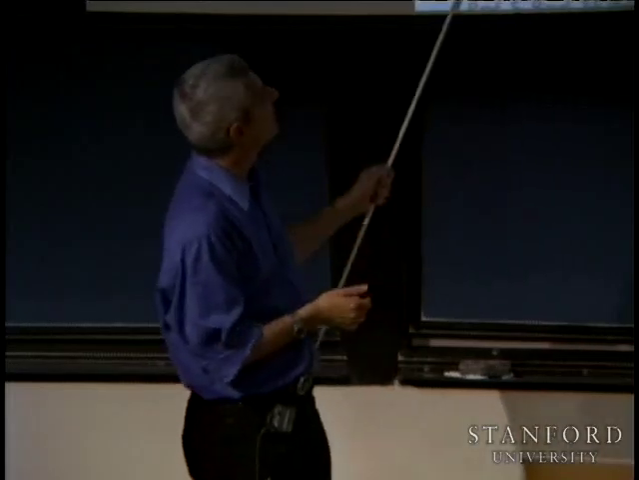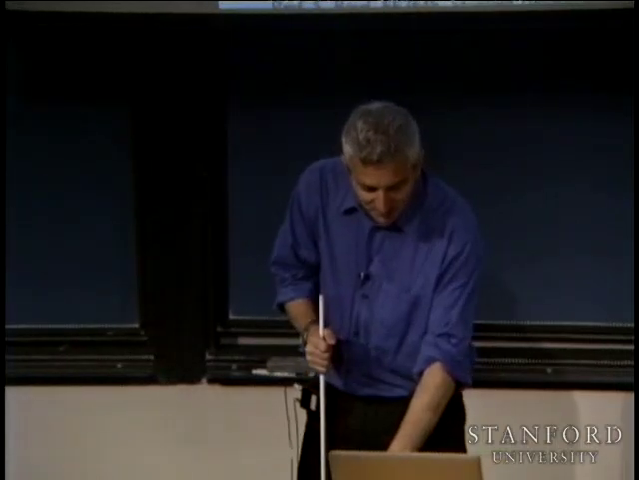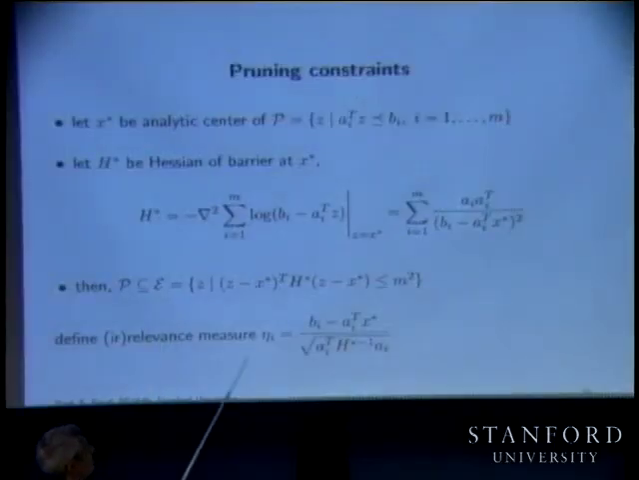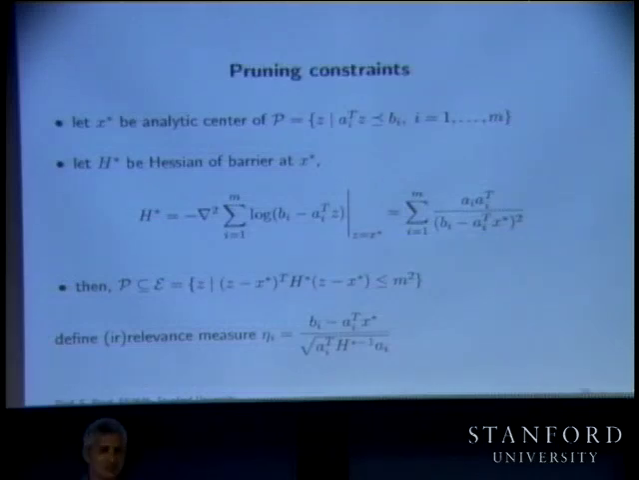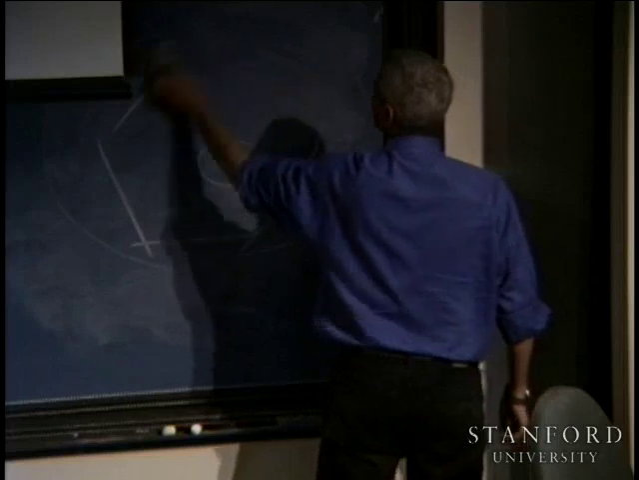So in fact, what's generally done is you keep 3n to 5n constraints, and you just keep them ordered by this. So you drop the ones with large eta, and keep the 3n to 5n constraints with the smallest values of eta_i. Now I can describe it another way. Let me describe it another way. So here's another way to describe this method. It's a perfectly good way to describe it.